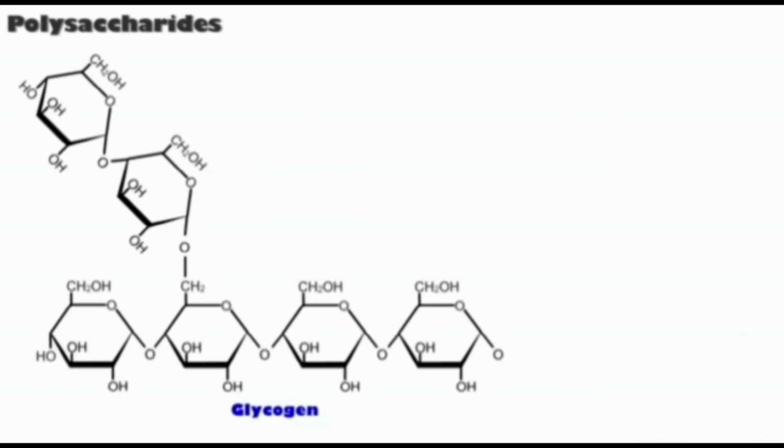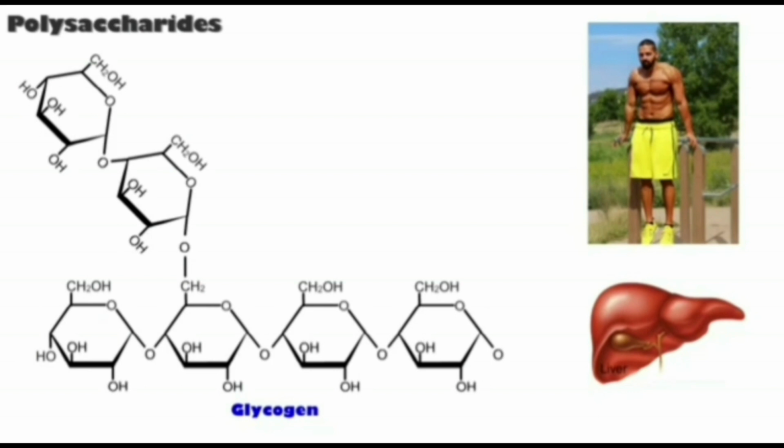Glycogen is also called animal starch. Glycogen is the storage polysaccharide of animals. It is present in the liver and muscles of animals.